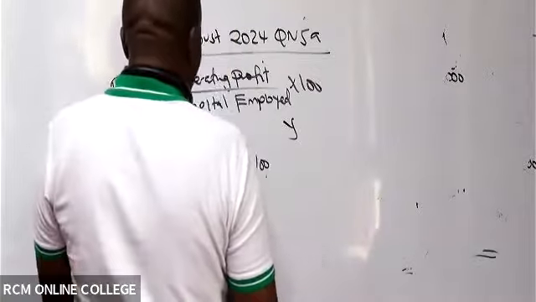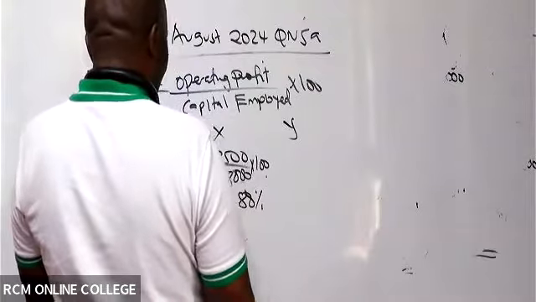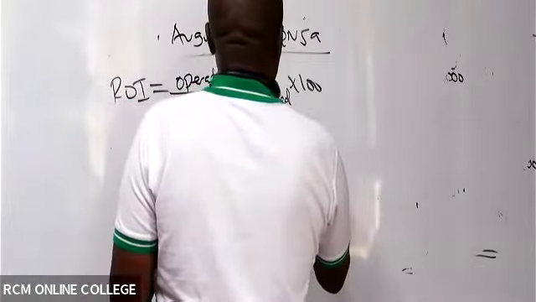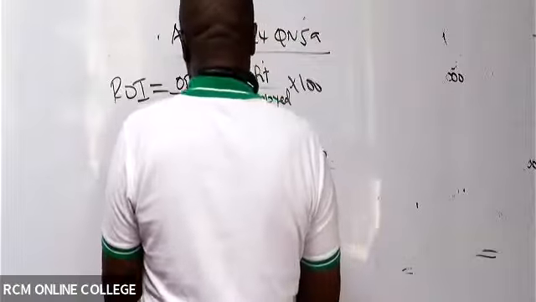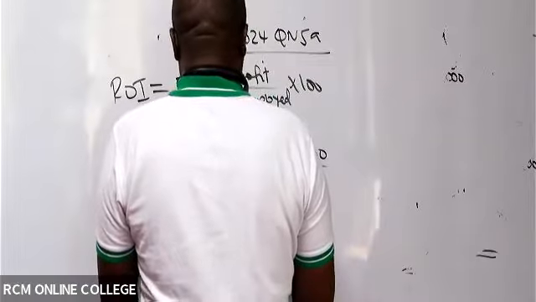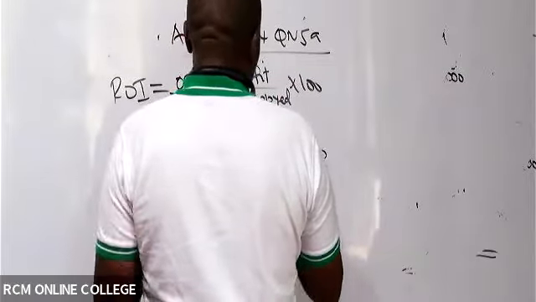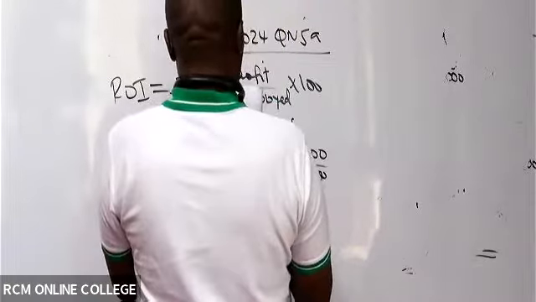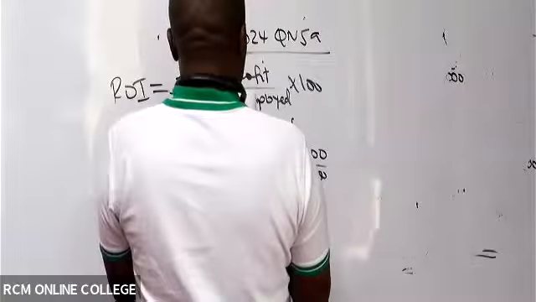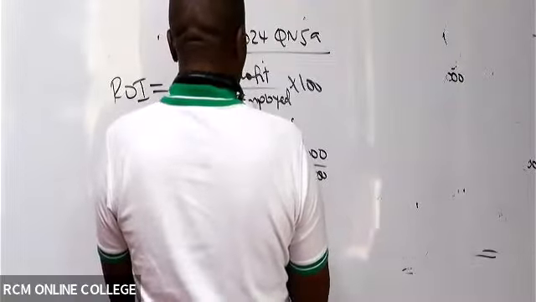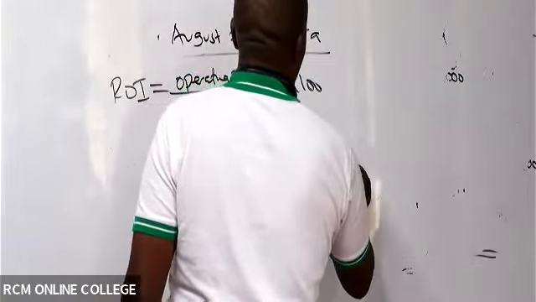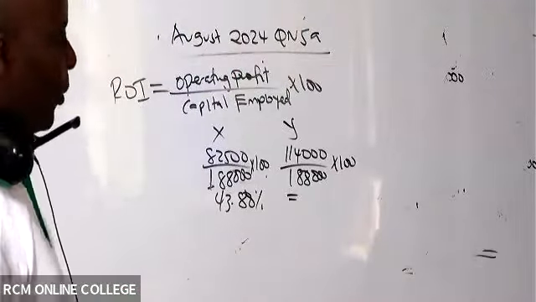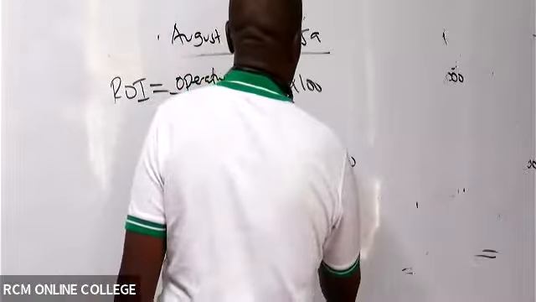And then for Y, what do we have? For Y, ladies and gentlemen, we have our operating income of 114,000. And I can see the capital employed in Y happens to be 188,000 as well, times 100. So are you able to give me this? 60.64.